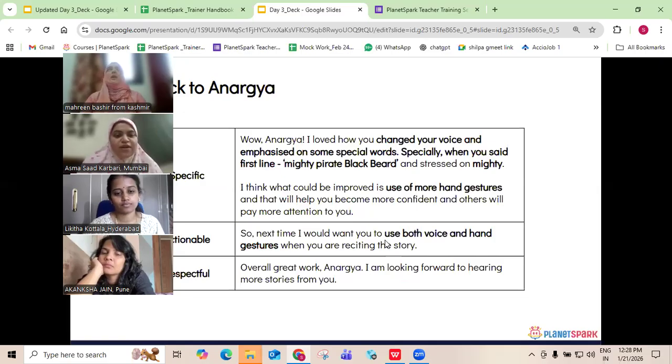Actionable. So the next time I would want you to use both voice and hand gestures when you are reciting the story. Respectful. Overall, great work, Anagya. I'm looking forward to hearing more stories from you.